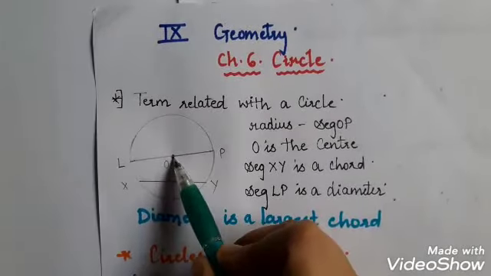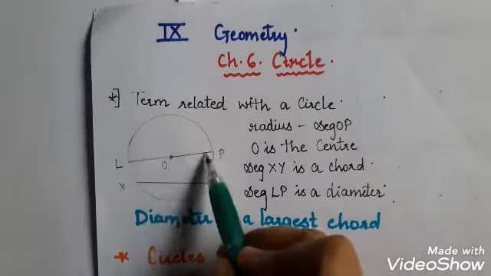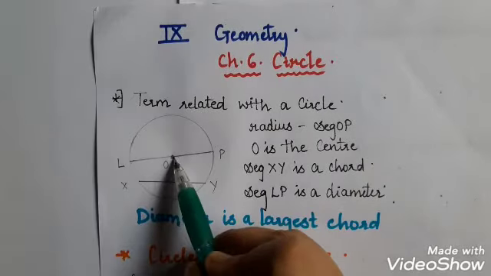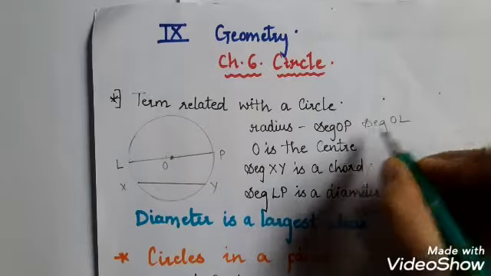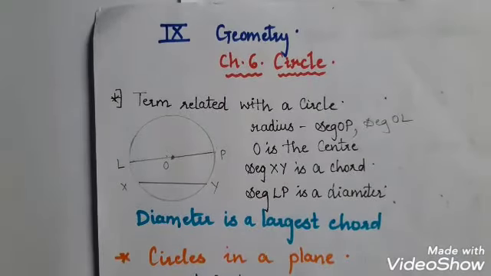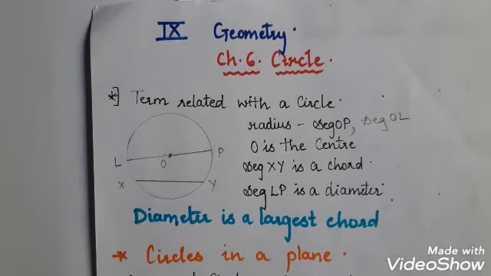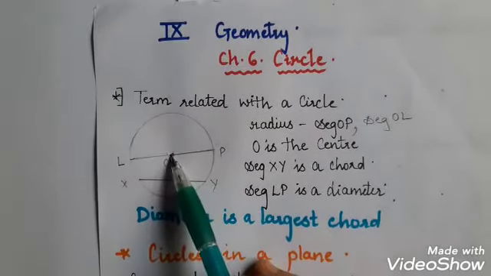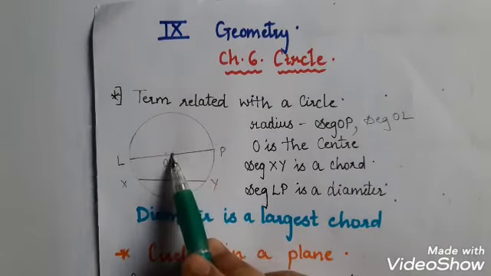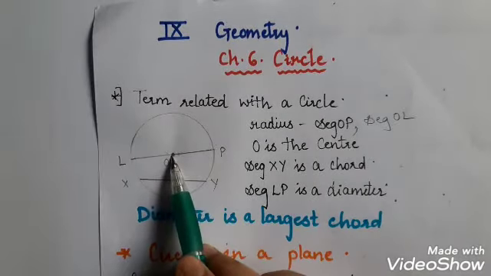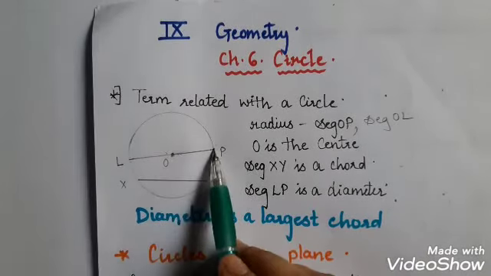The radius of a circle is segment OP and segment OL. There are two radius in the circle. One is segment OP, another one is segment OL. Now, what is the radius? It is a segment joining the center of the circle and a point on the circle. So, a segment is drawn from the center towards the point on the circle. So, this is the radius.